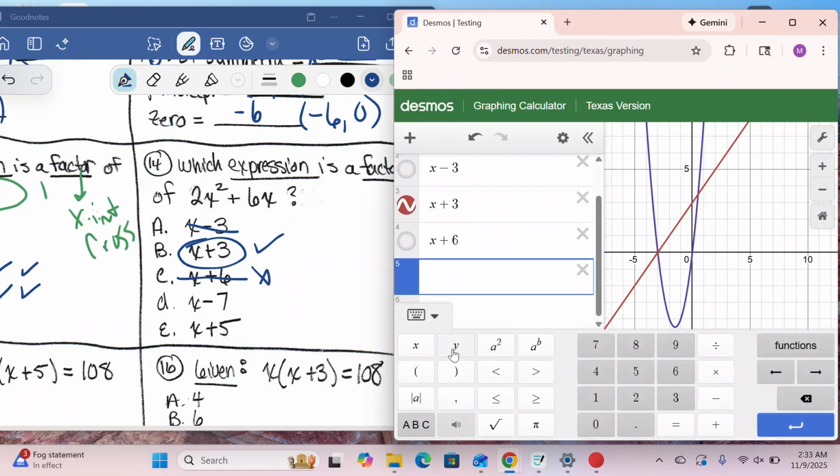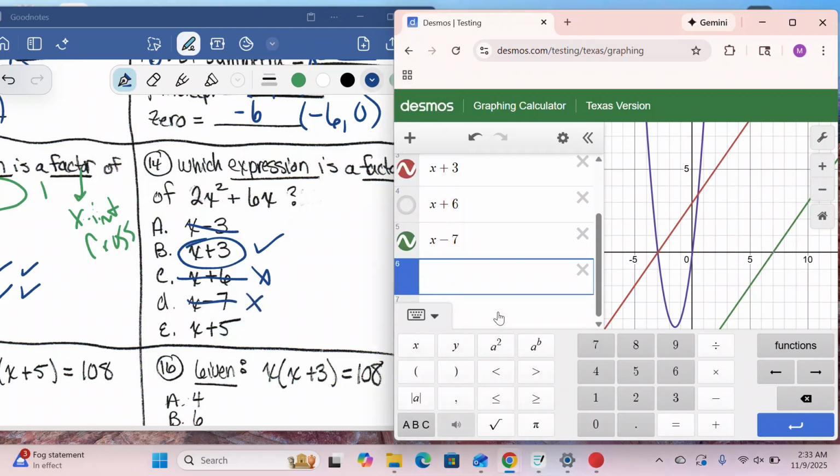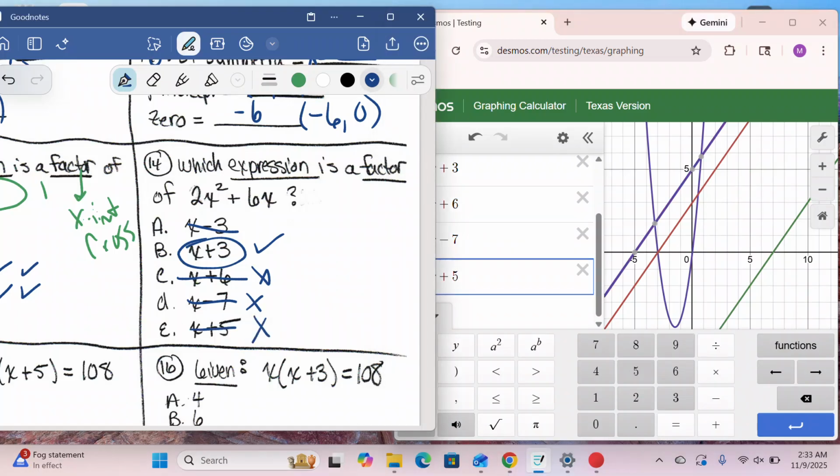I'm going to go ahead and do x minus 7. That one is not even close to being a factor, so that one is wrong. And then I'm going to check my last one, x plus 5. That one is not a factor. So this one does have only one factor.